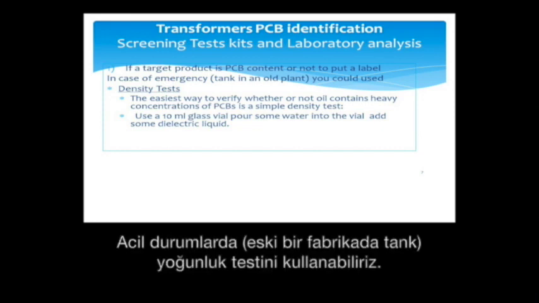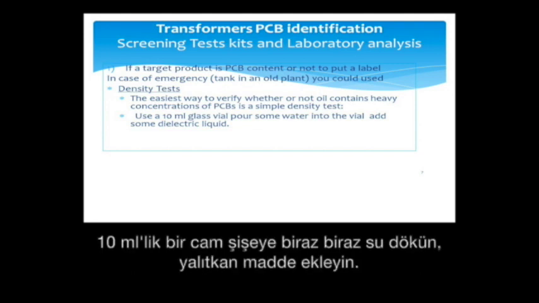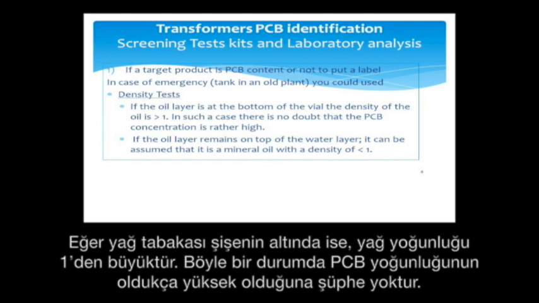In case of emergency, tank in a whole plant, we can use a density test. It's an easy way to verify if oil contains a heavy concentration of PCB or not. Use a 10 mm glass vial and put some water into the vial. Add some dielectric liquid. If the oil layer is at the bottom of the vial, the density of the oil is upper than 1. In such a case, there is no doubt that the PCB concentration is rather high.